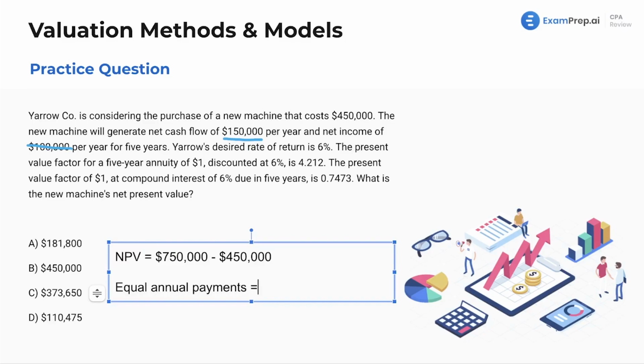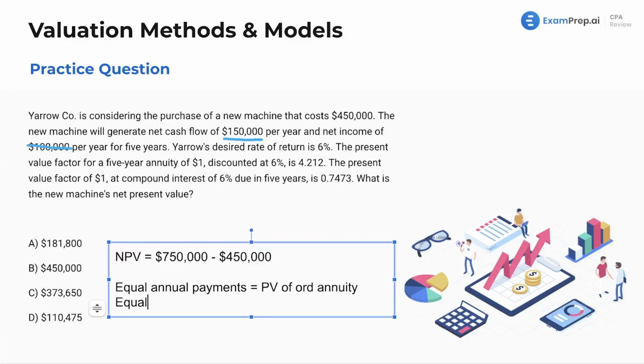This is something to memorize. Equal annual payments, we know, use the present value of annuity. Usually it's present value of ordinary annuity, but it can be annuity due. If it is present value of ordinary annuity or just annuity, that is assumed to be payments at the end of the year. If it's equal annual payments at the beginning of the year, that is going to be present value of annuity due.